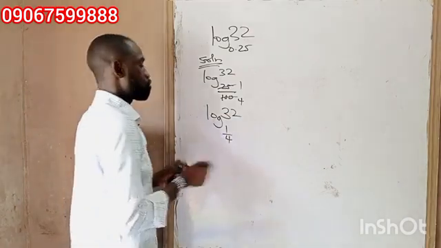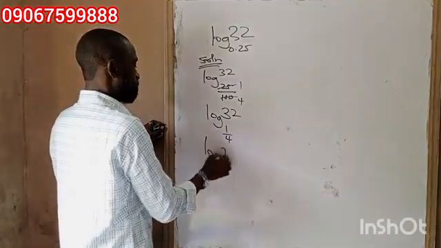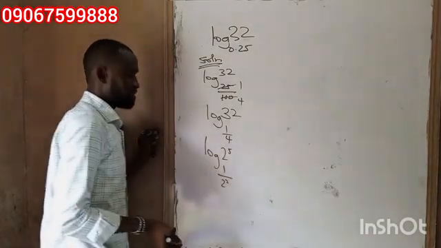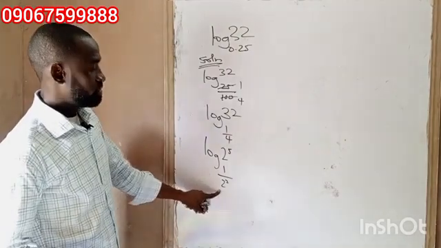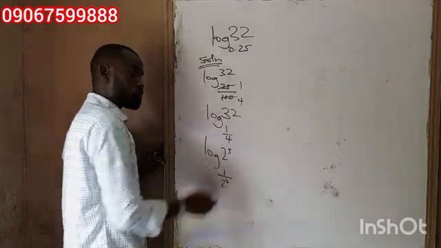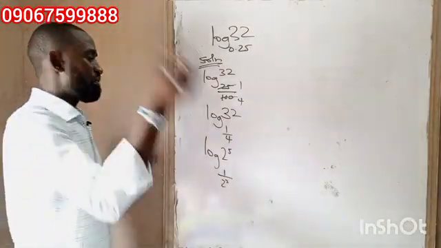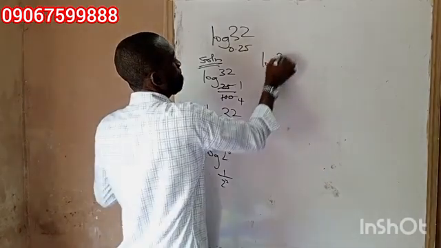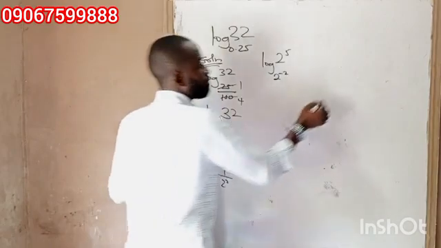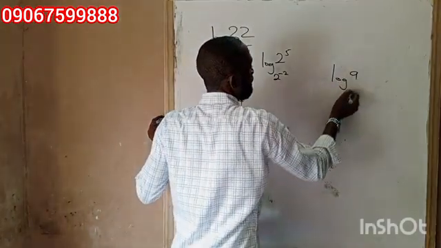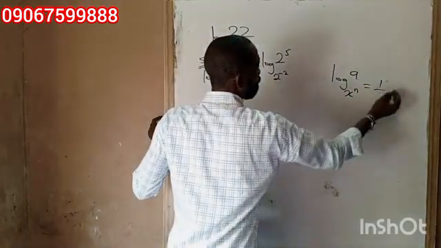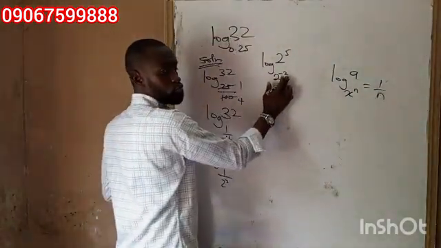So we now have log of 2 raised to power 5, base 1 over 2 raised to power 2. Then this one, to negative power law, I will have log of 2 raised to power 5, base 2 raised to power minus 2. If I want to apply this law, a raised to power n, it is coming to the back to now be 1 over n. What our n here is minus 2, so it should come to the back.